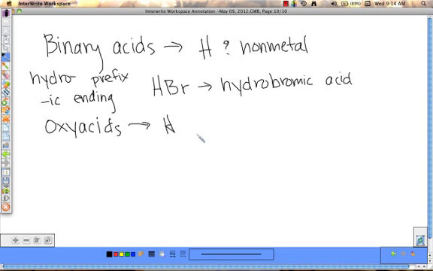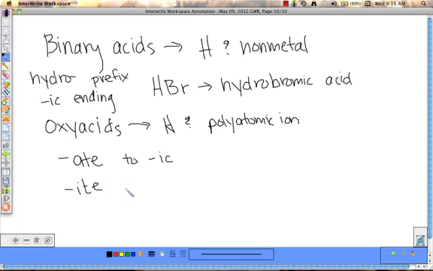KW is 1 times 10 to the negative 14. Oxyacids have a hydrogen and a polyatomic ion. And if you have an ATE ending, what does that change to? IC. ITE ending changes to? OUS. Yes. ATE to IC, ITE to OUS.